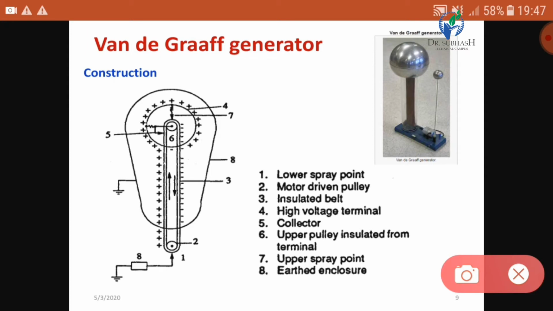So from the lower points, positive charge will travel through this belt up to the upper point, and number 5 is the collector. So charge is collected by the collector at the upper spray point and it is spread in the hollow sphere. This way the charge is spread in the hollow sphere and very high voltage is generated.